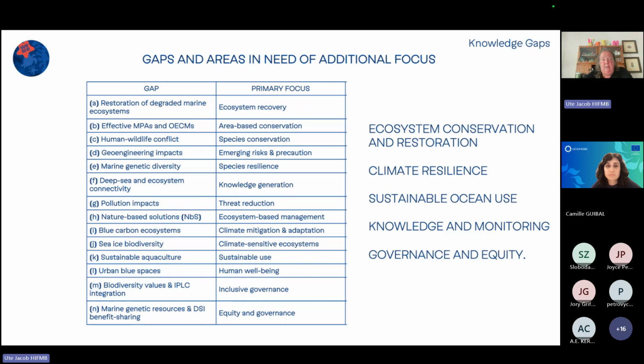If we look at the primary focus to tackle these gaps, it should really be ecosystem recovery to ensure the restoration of degraded marine ecosystems, area-based conservation, species conservation, emergent risk and precautionary principles, species resilience, knowledge generation, threat reduction, ecosystem-based management, climate mitigation and adaptation, climate-sensitive ecosystems, sustainable use, human well-being, inclusive governance, equity, and governance.